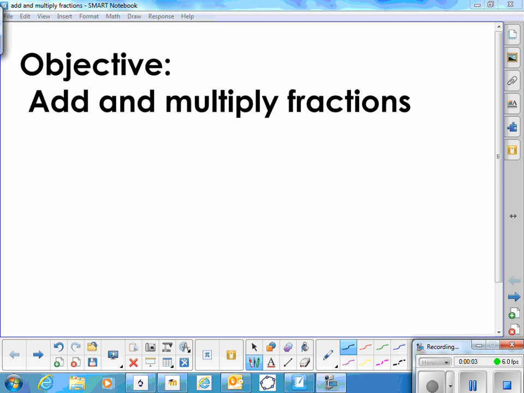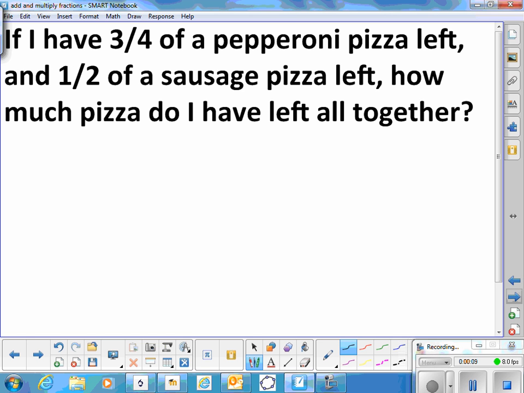This video clip describes how to add and multiply fractions. If I have 3/4 of a pepperoni pizza left and 1/2 of a sausage pizza left, how much pizza do I have left altogether? So we would say 3/4 plus 1/2.